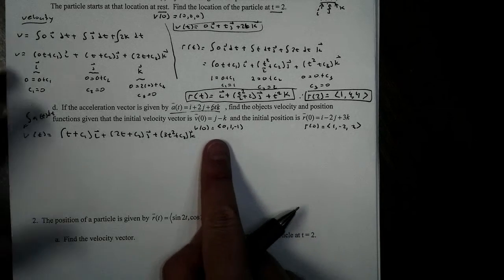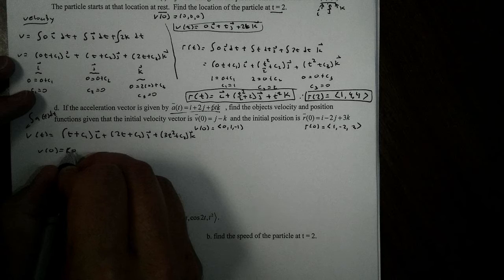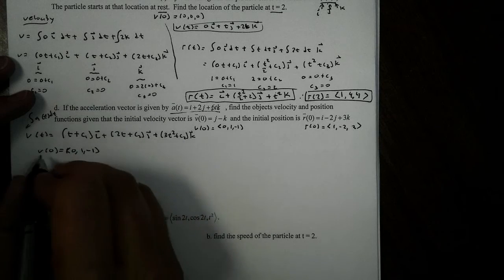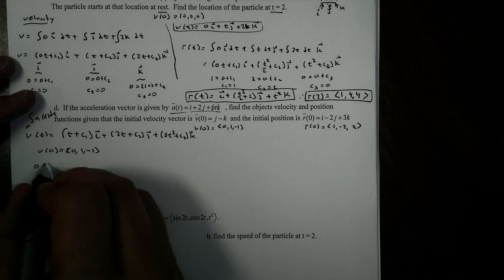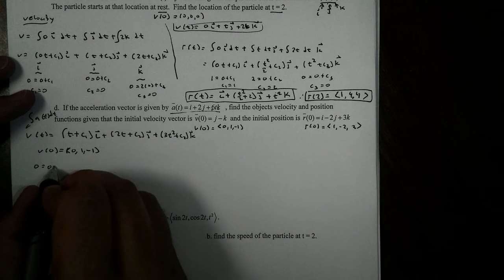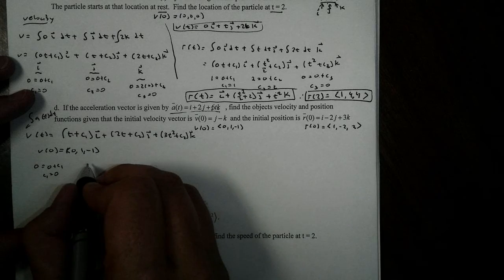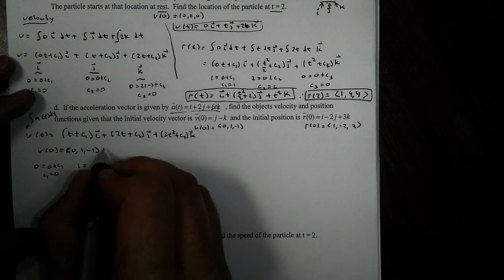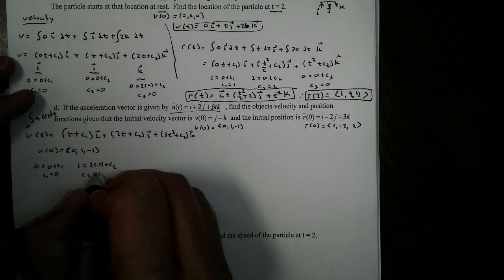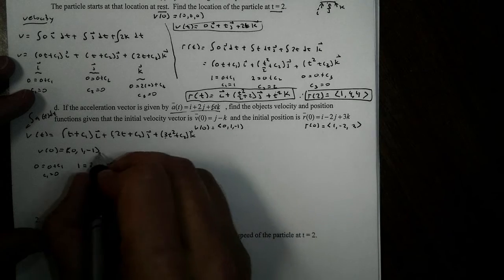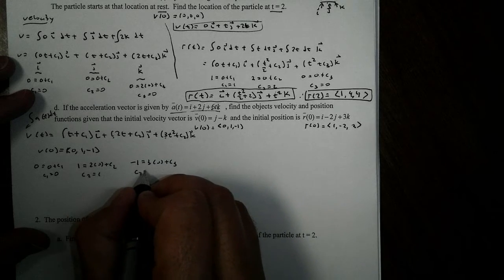Using my initial velocity now, I can solve. So we know that V naught is 0, 1, negative 1. I can just plug all those in. So I would get 0 equals 0 plus C1. So C1 is 0. Then 1 equals 2 times 0 plus C2, so C2 is 1. And then for C3, we know that negative 1 equals 3 times 0 plus C3. C3 is negative 1.